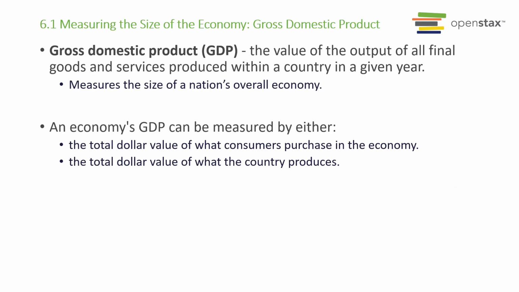Okay, so you can see here, this is bold, so this is going to be a definition, a vocabulary word, and it's one of the most popular terms in an economist's lexicon. That is gross domestic product, also known by its acronym GDP, and that is defined as the value of the output of all final goods and services produced within a country in a given year.